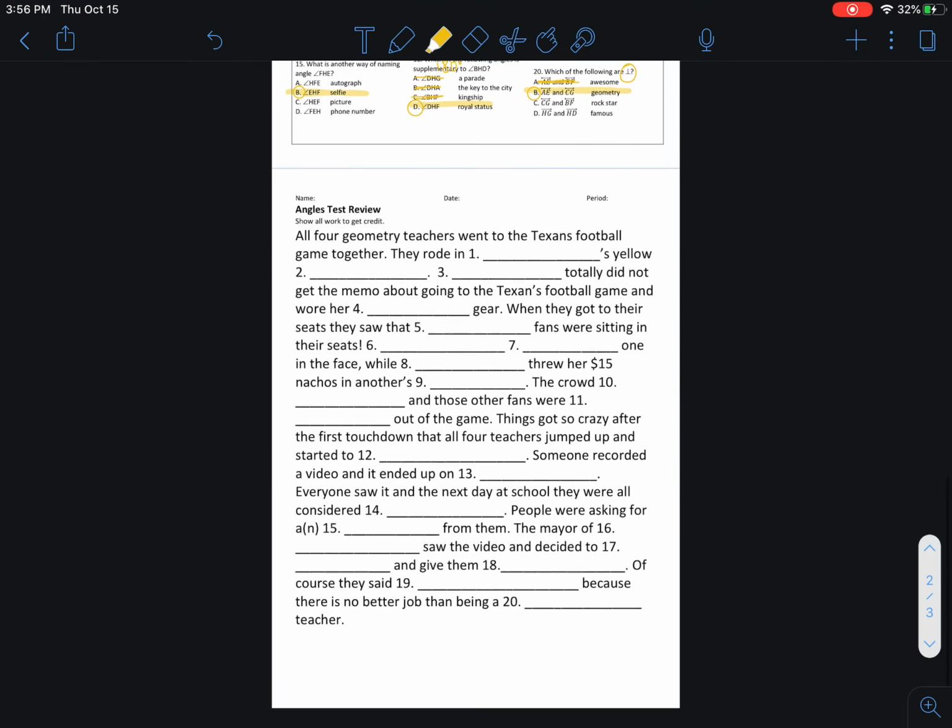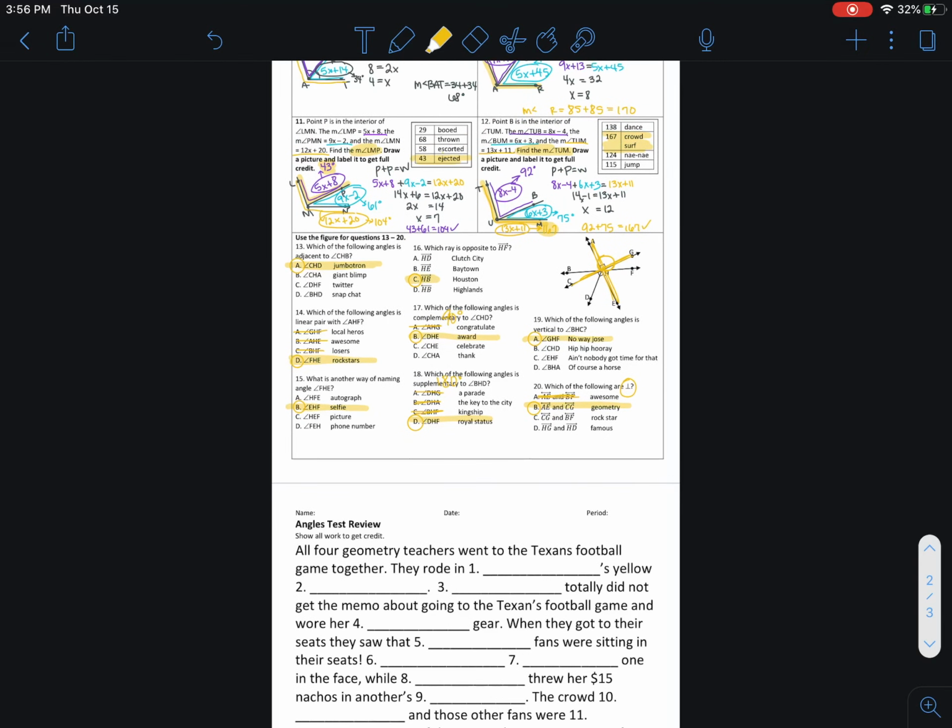Normally we would fill all this in with all the words that we highlighted, but we're just gonna stop there for now.